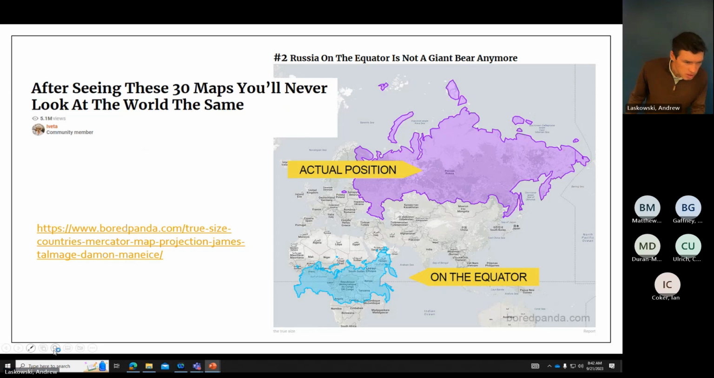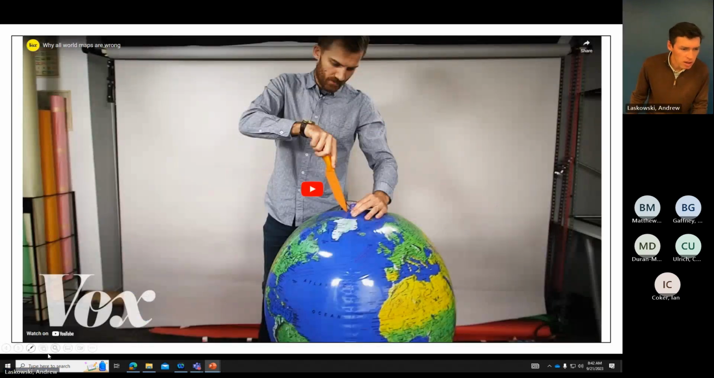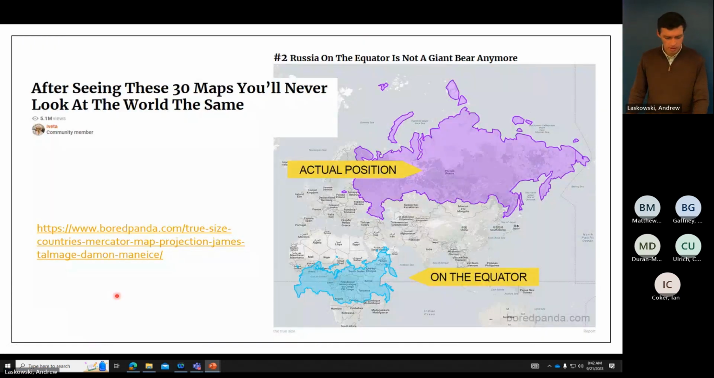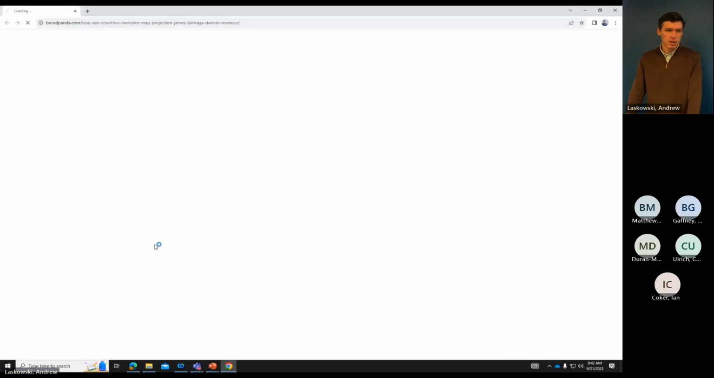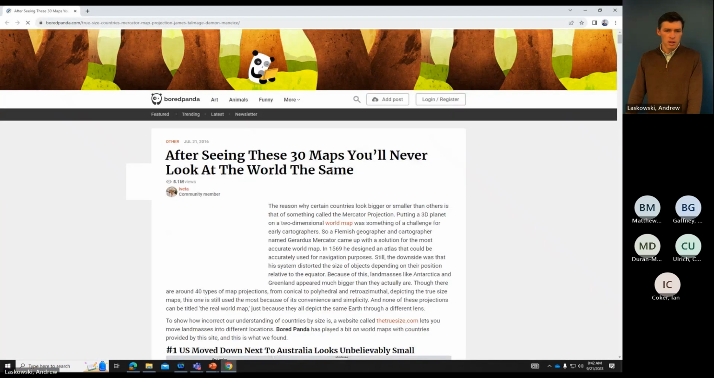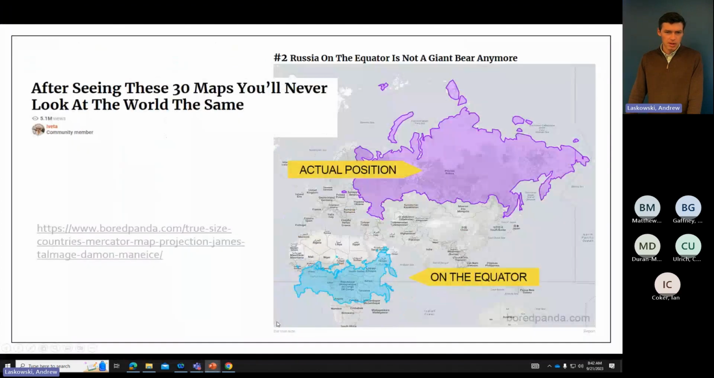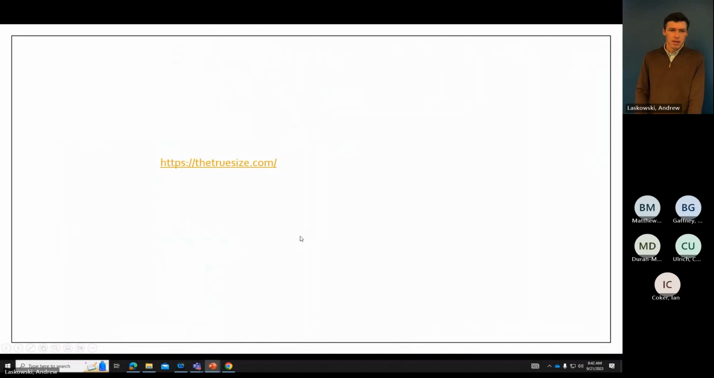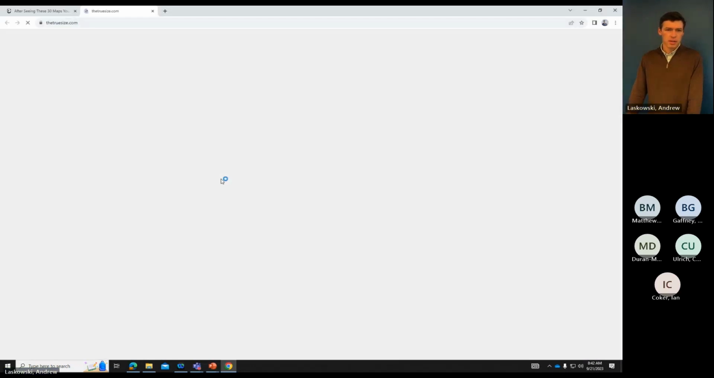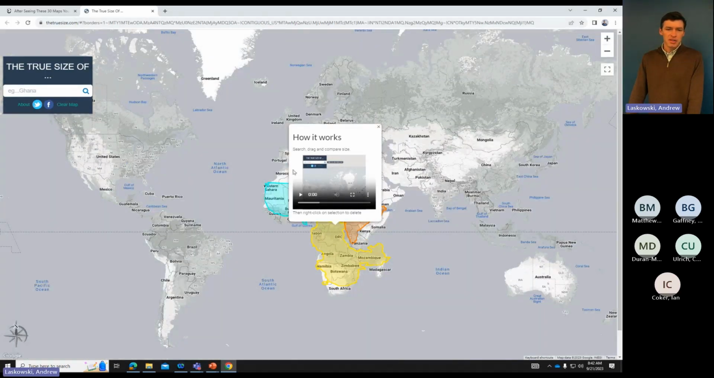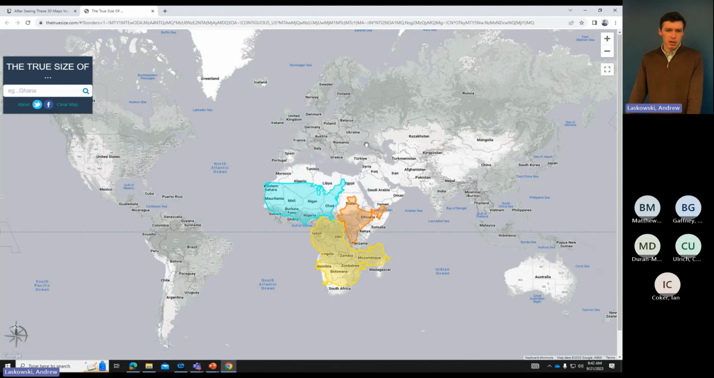So let me get my pointer back here. This is a fun article. Actually, there's a tool. I'm going to have you check that out instead. The True Size. This is a fun web application where you can actually look at the true size of different features. I think we can do Montana.